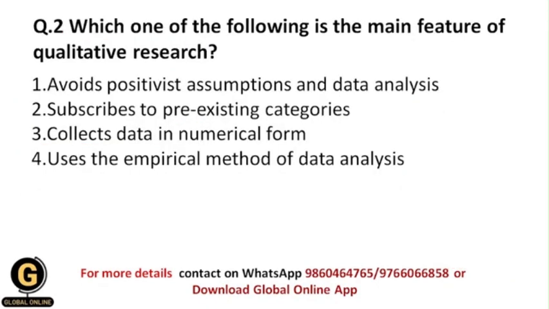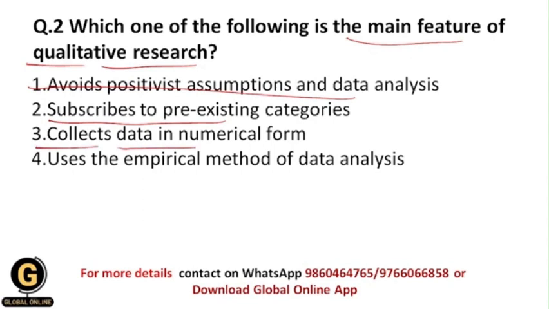Next is, which one of the following is the main feature of qualitative research? Whether it avoids positivist assumptions and data analysis, or subscribes to pre-existing categories, or collects data in numerical form, or uses the empirical method of data analysis. Basically students, first of all we need to understand what exactly the positivist approach is. What is that? Step by step I will tell you what that is.